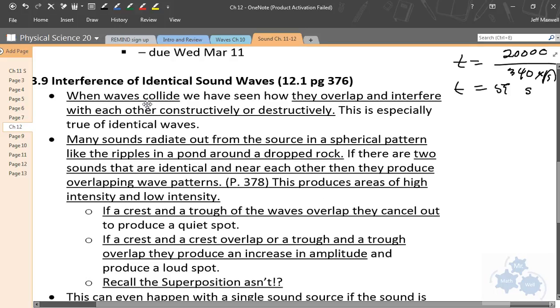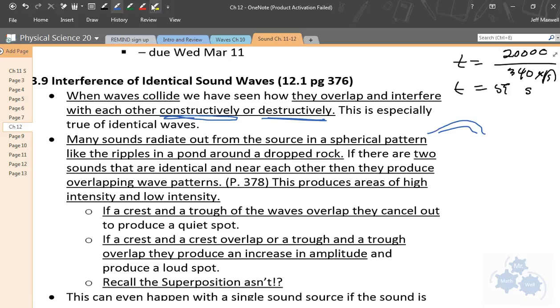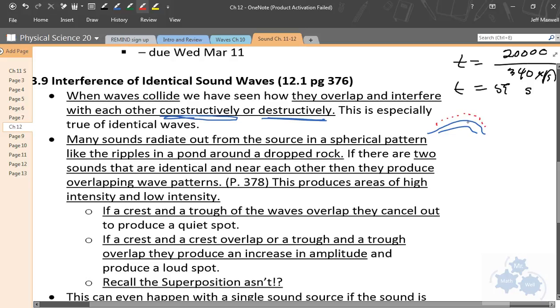When waves collide, we have seen how they overlap and interfere with each other, either constructively or destructively. If we just stop for a moment on the word constructively, when we talk about the principle of superposition, remember we did that lab and that assignment where you combine the waves. If you have a wave like this and a wave like this, the resulting wave is larger. That is constructive interference.